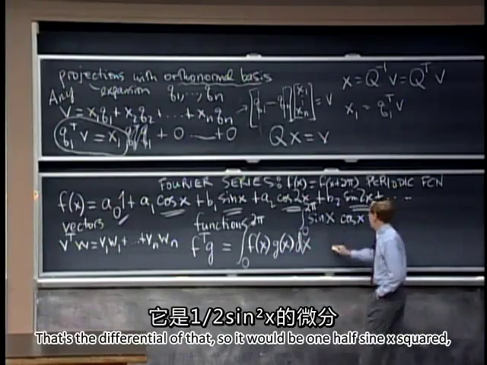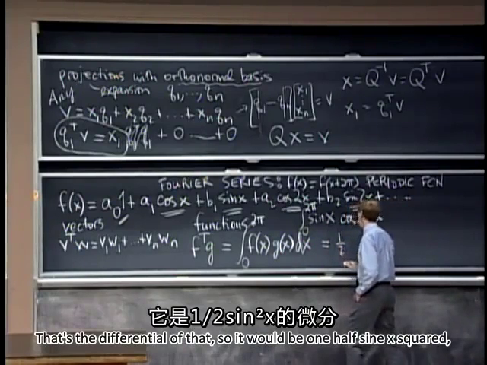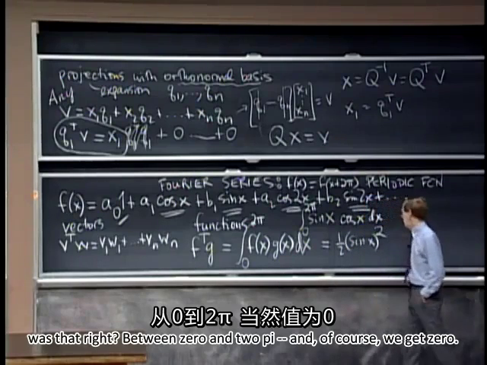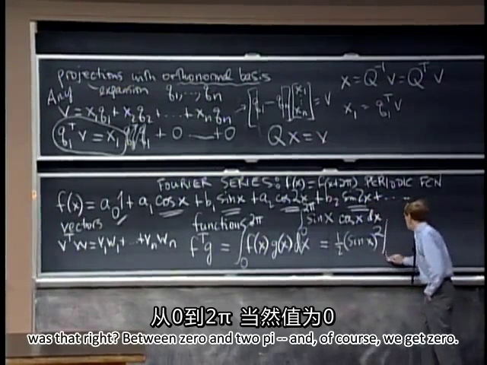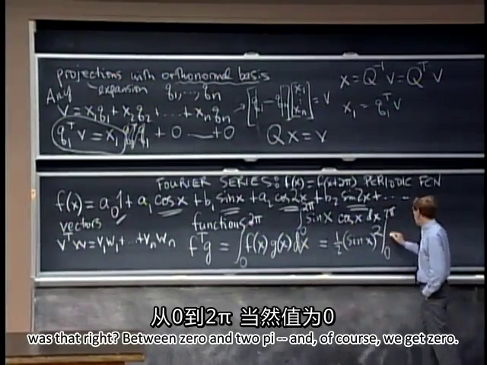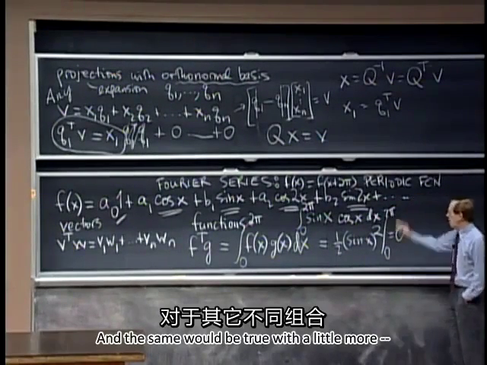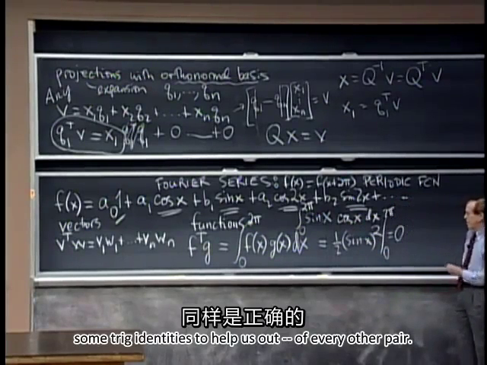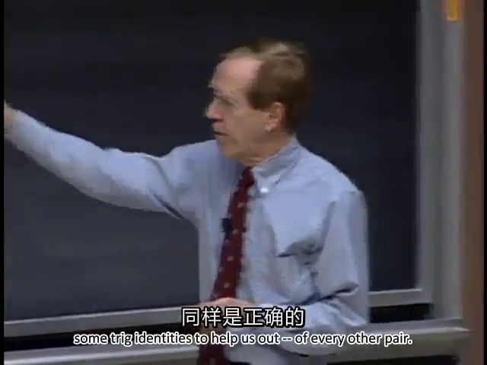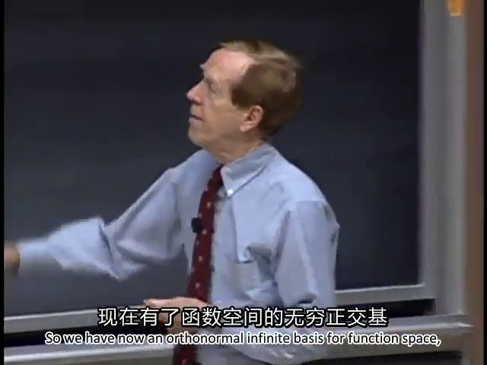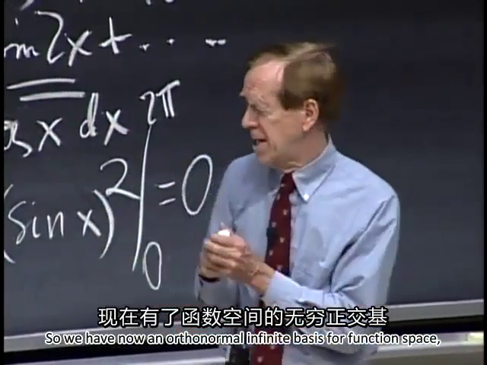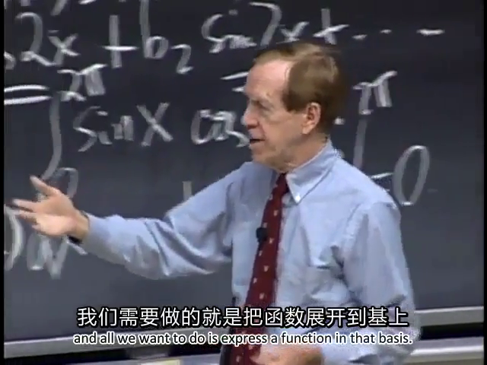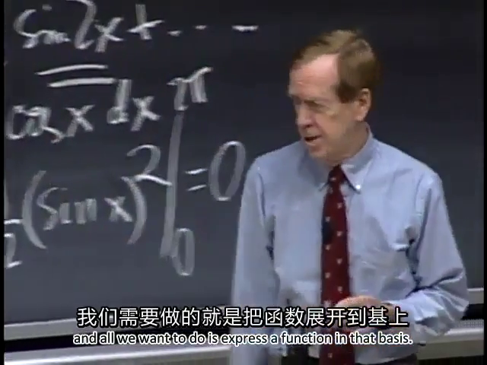That's the differential of that, so it would be 1/2 sine squared x. Was that right? Between 0 and 2 pi. And, of course, we get 0. And the same would be true, with some trig identities to help us out, of every other pair. So we have now an orthonormal infinite basis for function space. And all we want to do is express a function in that basis.